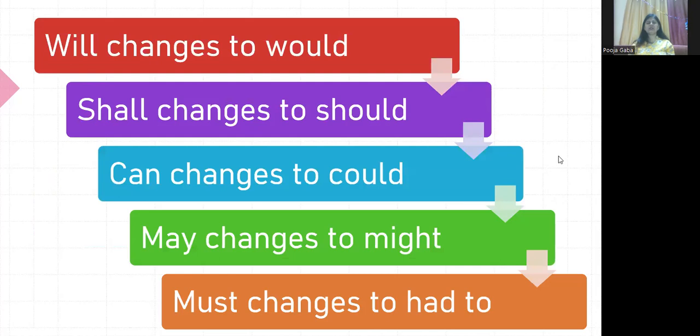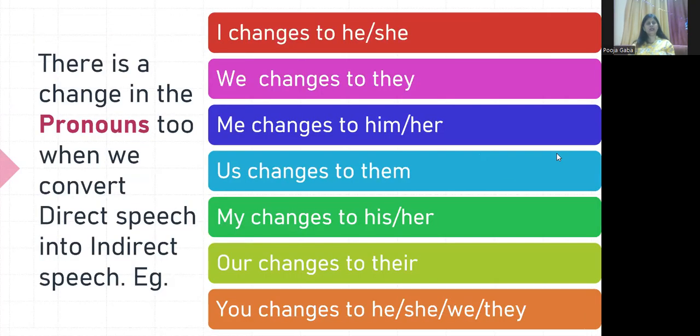Now we have certain changes in the modal verbs also. If we have will in direct speech, in indirect speech that will change into would. In the same way, shall will change into should. Can changes to could, may changes to might, and must changes to had to. So these are modal verbs which also undergo a change when we change from direct to indirect.